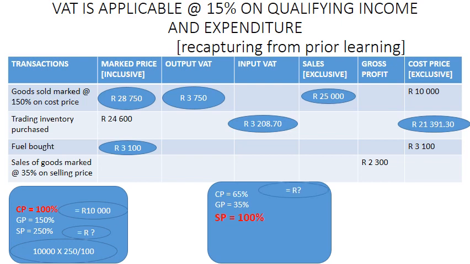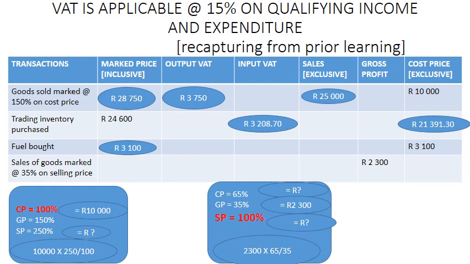In this line transaction, the cost price value is not given, but we are given the gross profit value as 2,300. The selling price value also is not given. Now we will either determine the cost price or the selling price. In this example, we will start by calculating the cost price value.